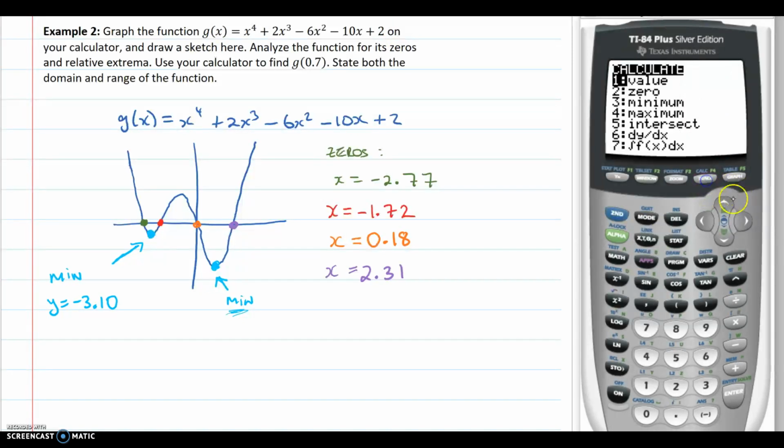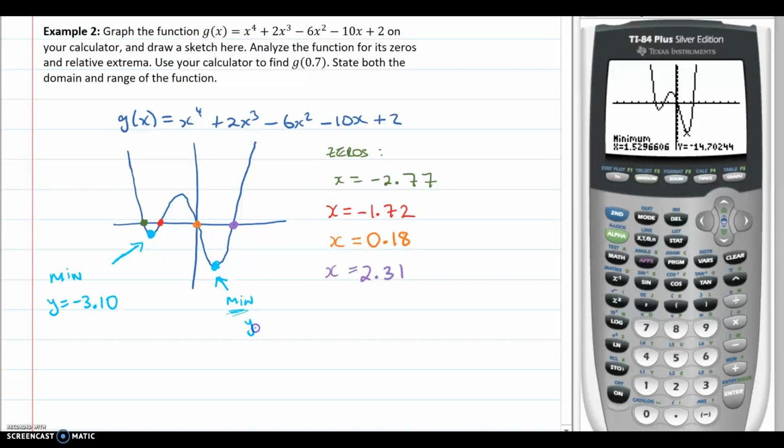So second calc, 3, and go all the way over to that point. Right there. Oh, we've gone way too far. Okay. Alright, so we want to go to the left a little bit. Hit enter. Go back to the point and go to the right a little bit. Hit enter. Hit enter one more time. And you get y equals negative 14.70. So we're rounding to 2 decimal places in this question, and that's what we've got so far.